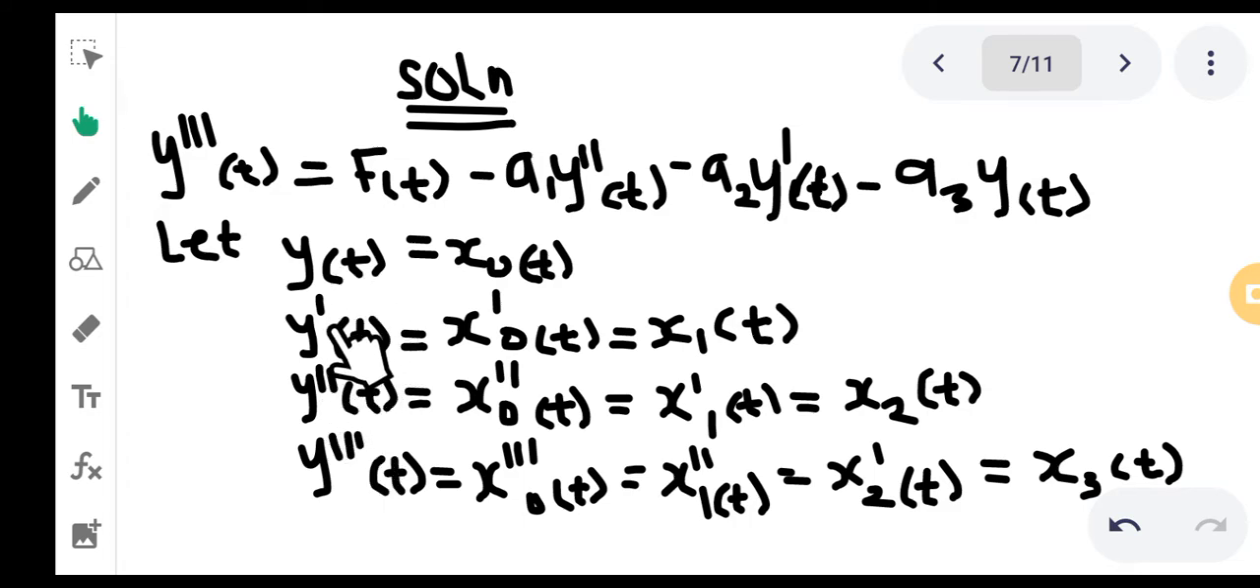Okay, so for my first derivative, which is my y prime of t, you will just differentiate this. The prime here means you have differentiated x naught, so it becomes x naught prime of t. Then we set it equal to x1 of t. Now it is from naught, and it has become x1 of t.